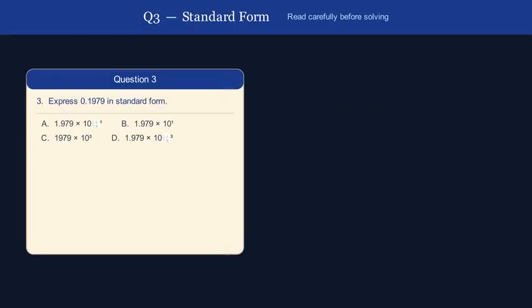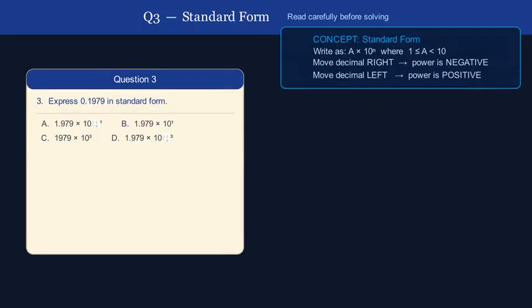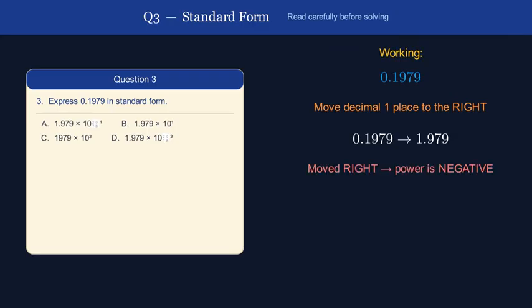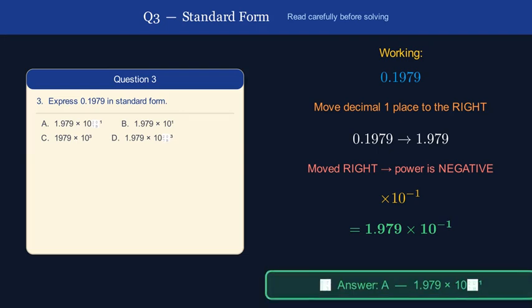Question number 3. Express 0.1979 in standard form. Standard form means writing a number as a times 10 to the power of n, where a is at least 1 but less than 10. So we move the decimal point 1 place to the right to get 1.979. Since we have moved to the right, the power becomes -1. So our answer is 1.979 times 10 to the power of -1.